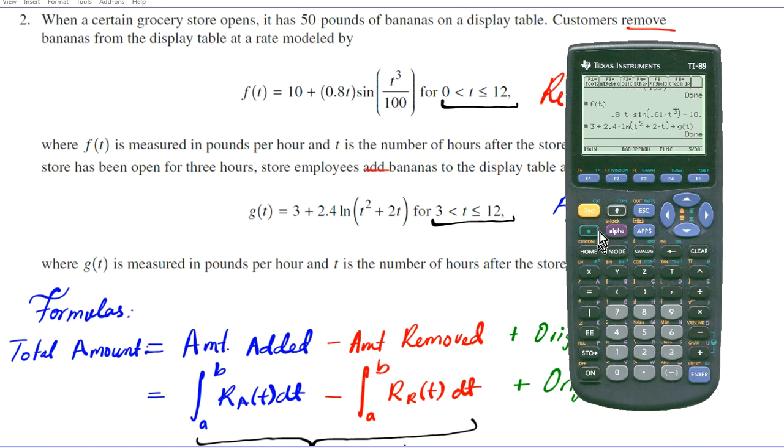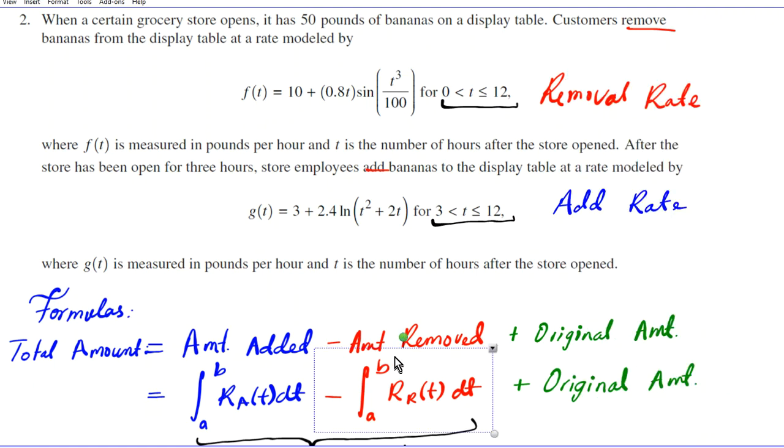Okay, let's call back g of t again just to make sure that we entered it correctly. You want to inspect it completely the first time so you don't have to go back to it again. Just make sure it's right the first time, okay? So you have 3 right there, 2.4 natural logarithm of t squared plus 2t. It factored it. The calculator alters the entry, but it's still the same thing. T squared plus 2t is the same as that. Okay, so we're ready to go.